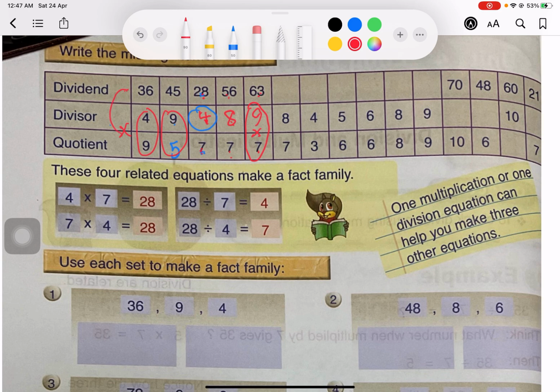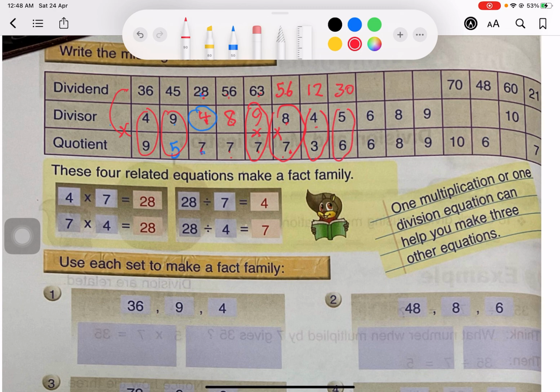Okay? The dividend is the big number. So as I said here, they give us the divisor. They give us the quotient. We need the dividend. Multiply these two numbers together, and you will get the dividend. It will be 56. Multiply these two numbers, the divisor and the quotient. How much you will get? Yes, 12. Multiply 5 and 6. What you will get? 30.